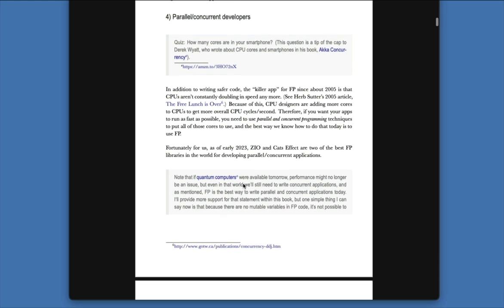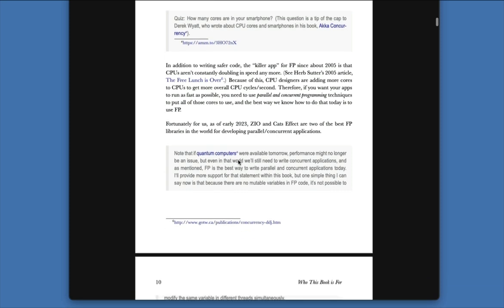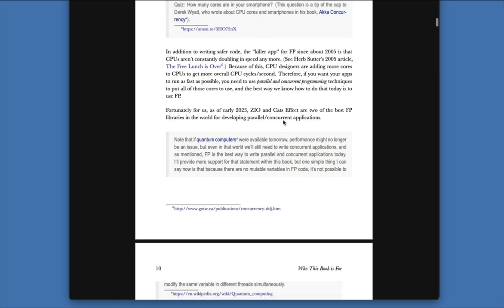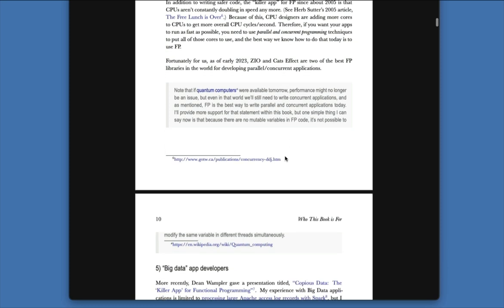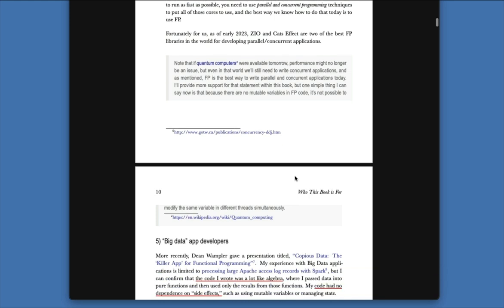One point I make here is that even if everyone could somehow use quantum computers today or tomorrow, performance might not be an issue, but we still would probably want to do some things in parallel. And when you want to do that, ZIO and Cats Effect make that type of code much easier to work with. And currently, that's, in my opinion, and I hope to show that more as we go through this course.